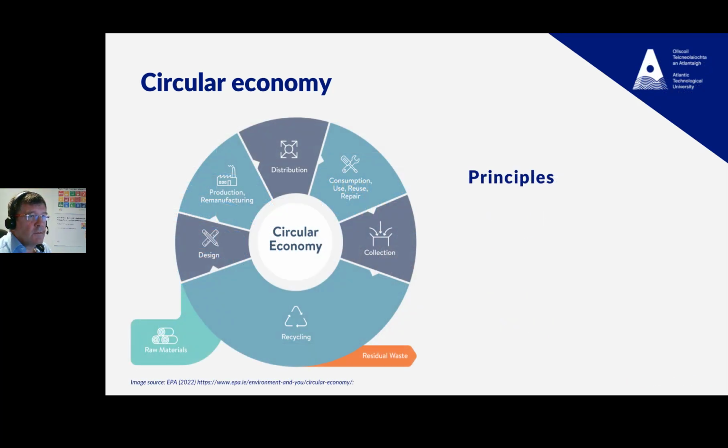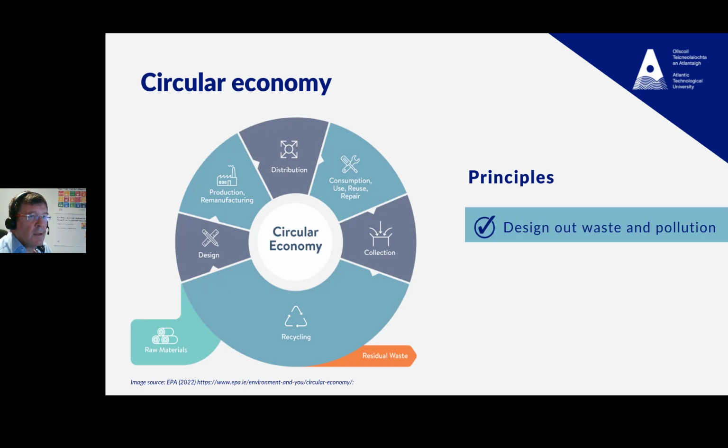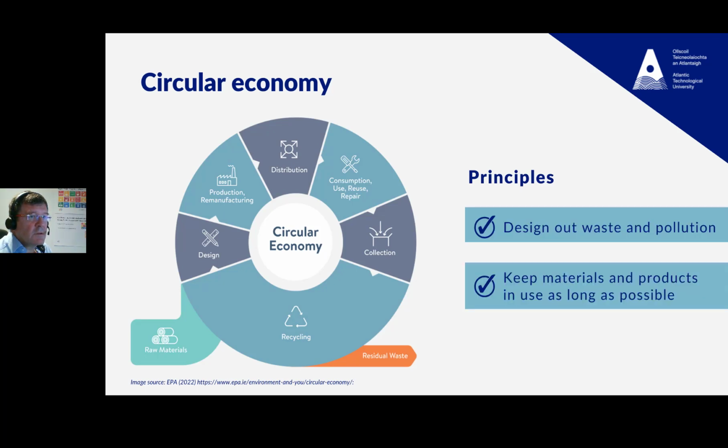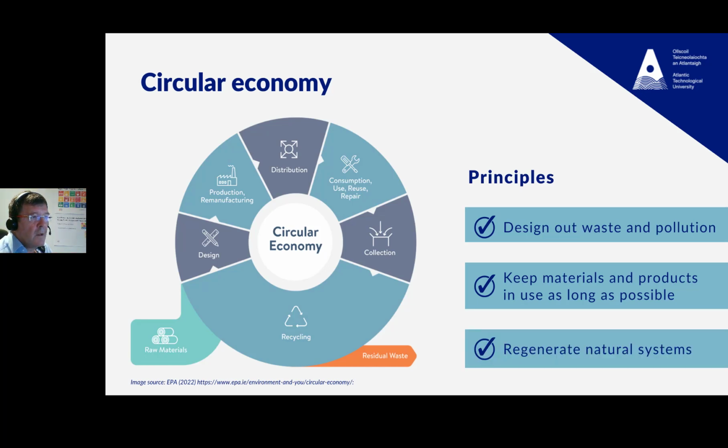There are three principles of the circular economy: design out waste and pollution, keep the materials and products in use as long as possible, and regenerate natural systems. So the idea is that raw materials go in, and in an ideal world, they go round in a circular motion. So you can see that the primary principle is designing out waste. If you have no waste, you are not going to run out of material.